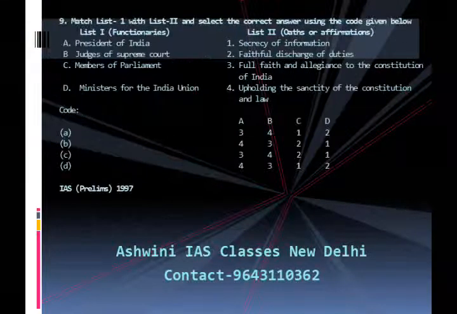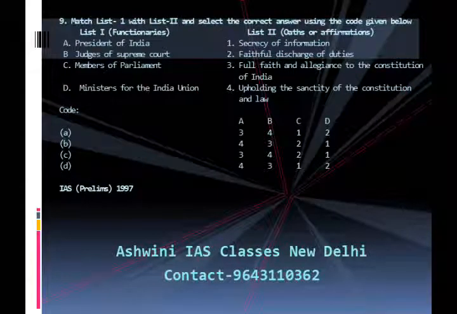Now we move on to the ninth question. Here we are going to match list 1 with list 2 and select the correct answer using the code given below. List 1 is functionaries, list 2 is oaths or affirmation. Under list 1, A is President of India. Under list 2, first is secrecy of information. Under list 1, B is judges of the Supreme Court. Under list 2, second point is faithful discharge of duties.